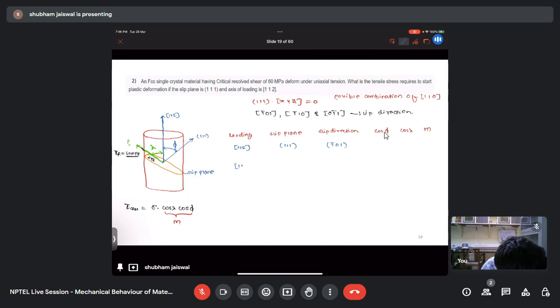Here also the loading is 112, the slip plane is 111, and here we have 1 bar 1 0 and 0 1 bar 1. So now find out the values of cos phi, cos lambda and m.